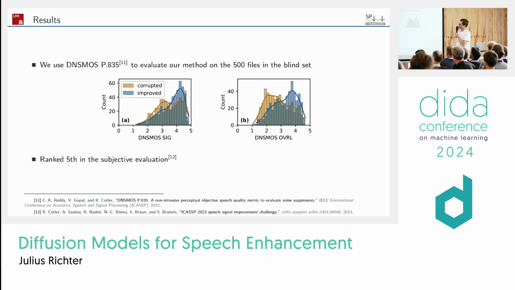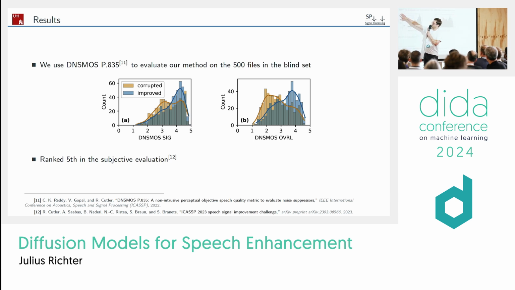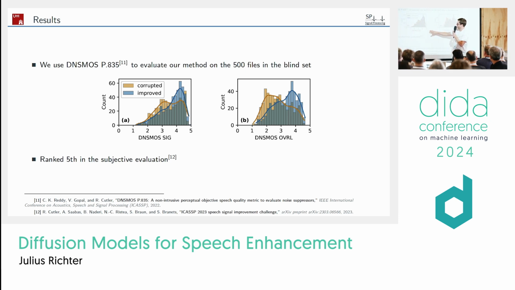Okay, then we evaluated everything. We only have the blind test set available because of the challenge. So we used a metric which is non-intrusive, so you don't need a reference here. We can see here the MOS values for the signal quality and the overall quality, and you see an improvement. So that's what we did prior to the challenge evaluation. Of course, they will evaluate with real humans, but we want to see whether we are already performing better on the objective metrics we can use. And in the other metric, you also see a shift from lower MOS values to higher MOS values.